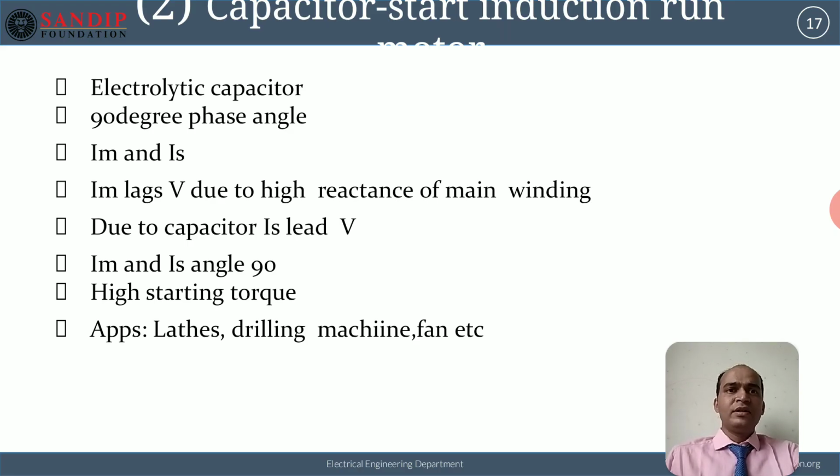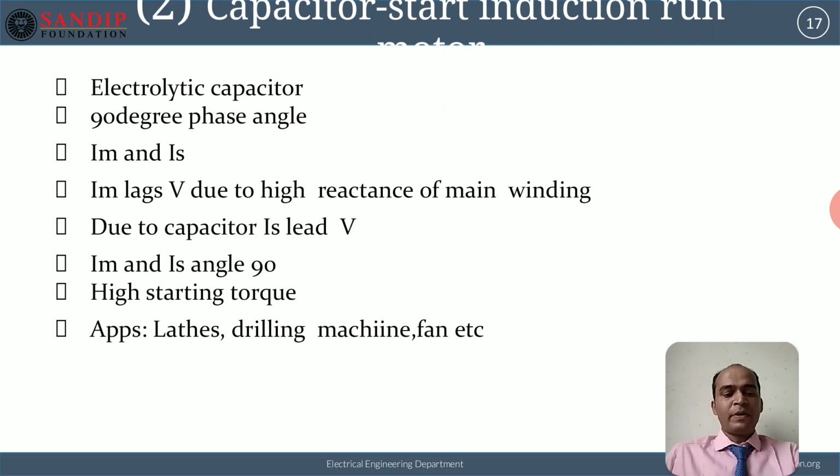Now the second type is the capacitor start induction run motor. The construction of this motor is shown in the next figure. In these motors, electrolytic capacitors are used. The auxiliary winding, connected in series with the capacitor, draws a leading current, while the main winding continuously draws a lagging current. Because a capacitor is connected in series with the auxiliary winding, the current is leading. Due to these fluxes, a rotating magnetic field is produced, which results in the rotation of the motor.